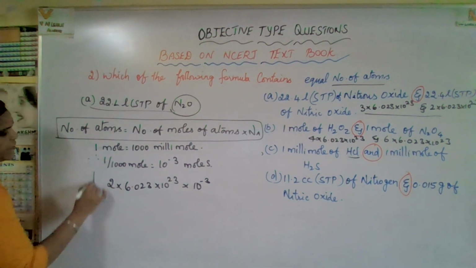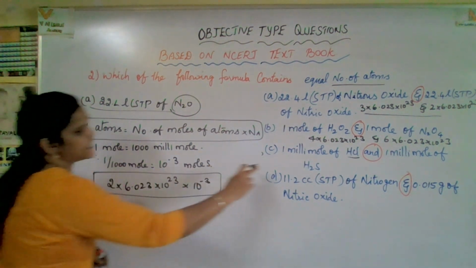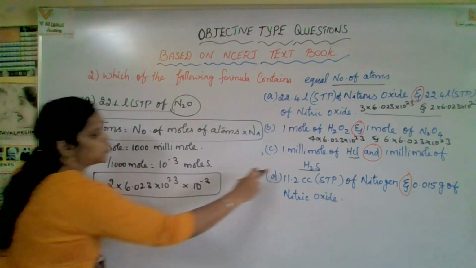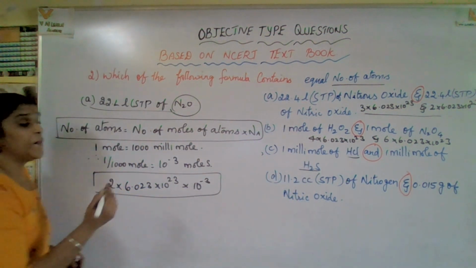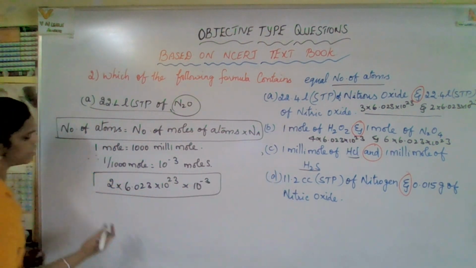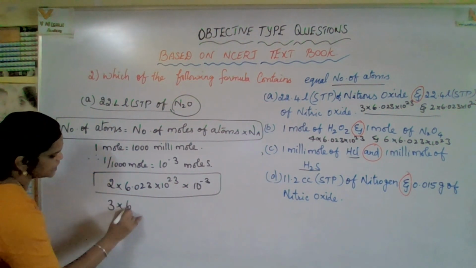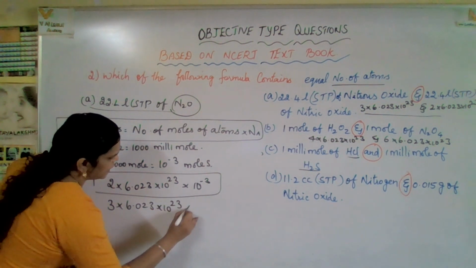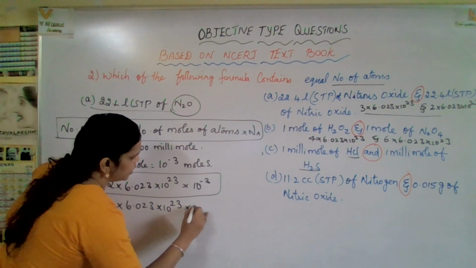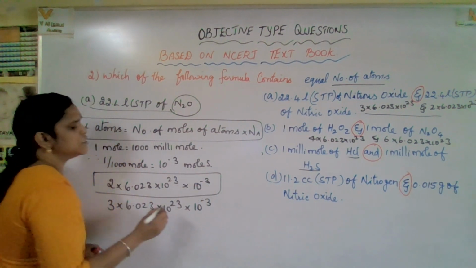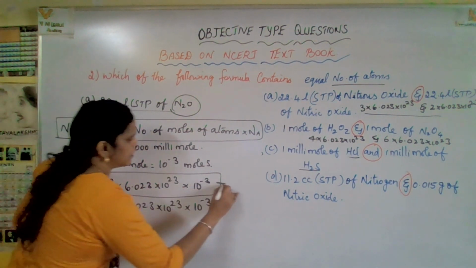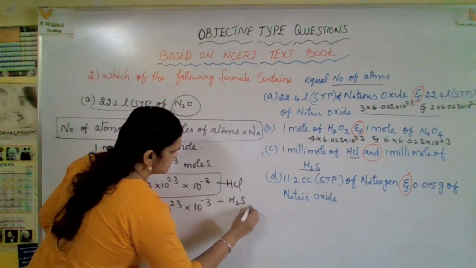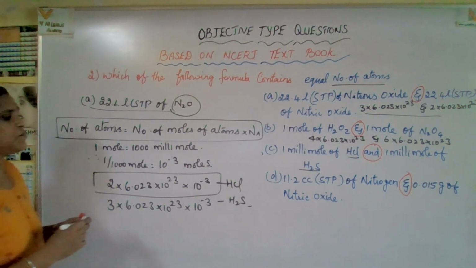Right. Okay. Now next one, what it is? H2S. H2S, no? The same way here, H2, 2 plus 1, 3. How many atoms? So, according to the number of atoms, 3 into 6.023 into 10 to the power of 23 into this also millimole, into 10 to the power of minus 3. See, this is for HCl and this is for H2S. Okay, now the last one.